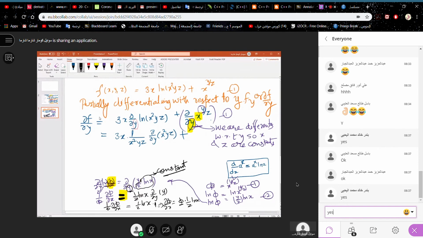And what is the actual value of phi? So we can write this as 3x into 1 upon x square yz and x square z, plus phi. Phi means x to the power y upon z into 1 upon z ln x. This is the derivative of this. Okay. So x square cancels, z cancels. So your answer is 3x upon y plus x to the power y upon z, 1 upon z ln x. Finish. This is del f upon del y.